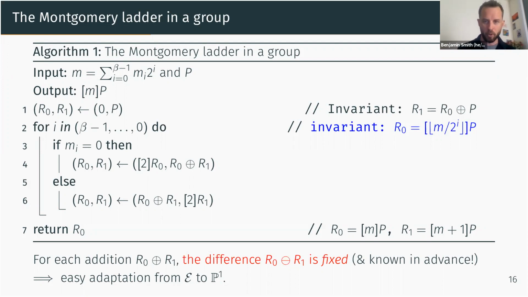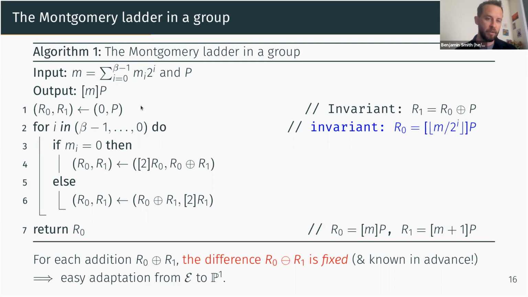Right, so this time your loop invariant, the thing that's always true here is that R0 is holding the value of, well, this truncated scalar value, just the way it does in double and add. So actually, if you just track R0 through this, you find that what you're doing is double and add. All right. And the reason why this is happening is there's this other invariant over the whole algorithm, which is that R1 is always R0 plus P.